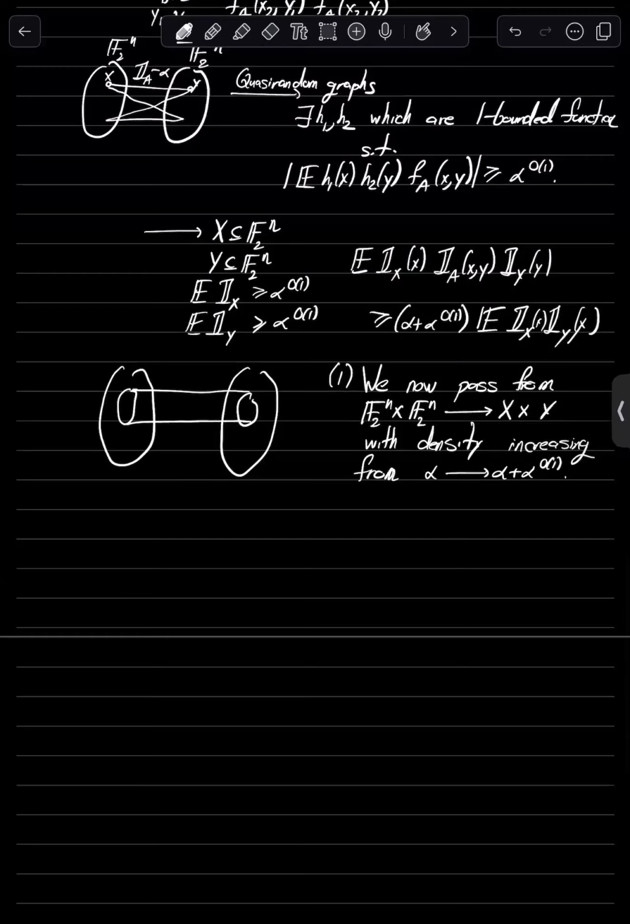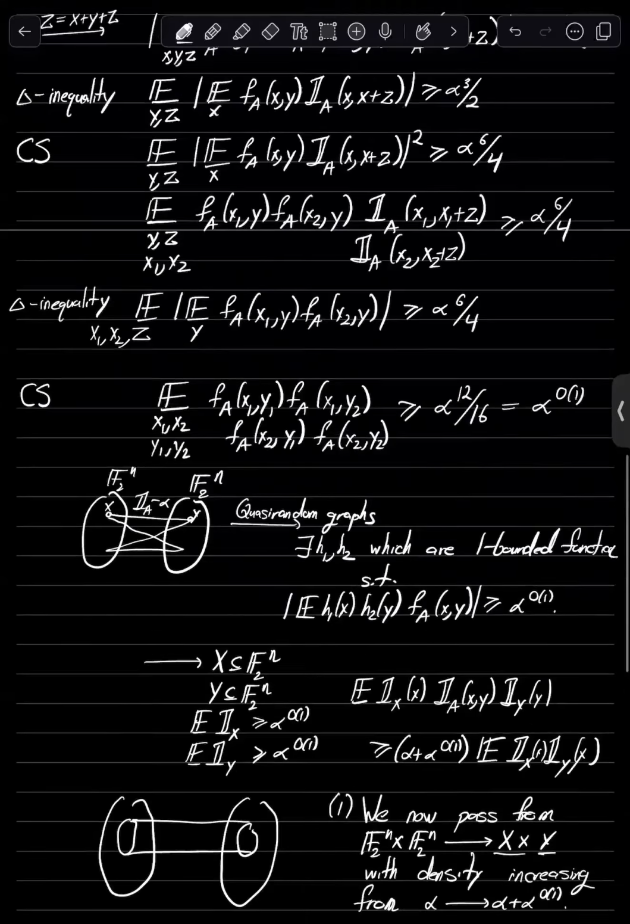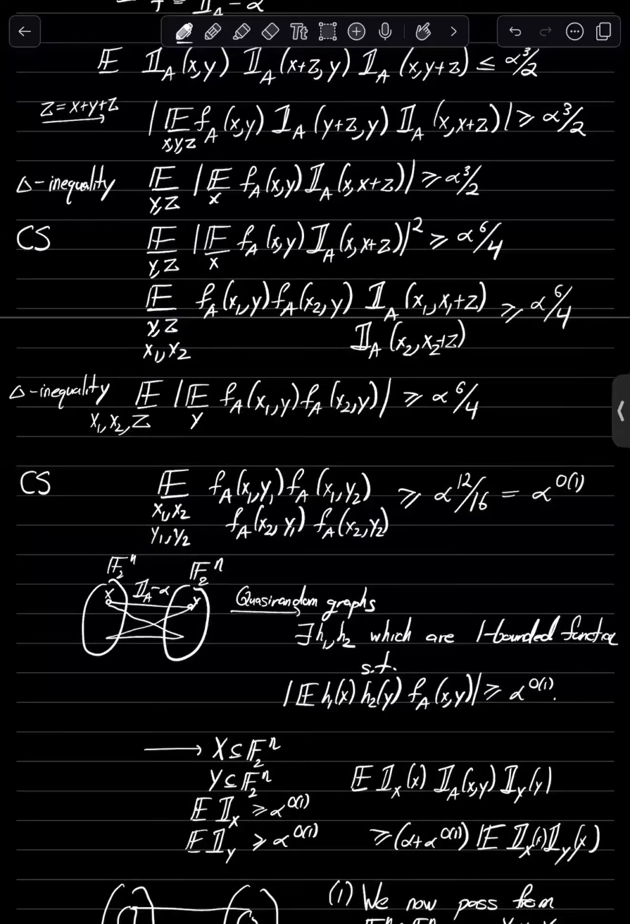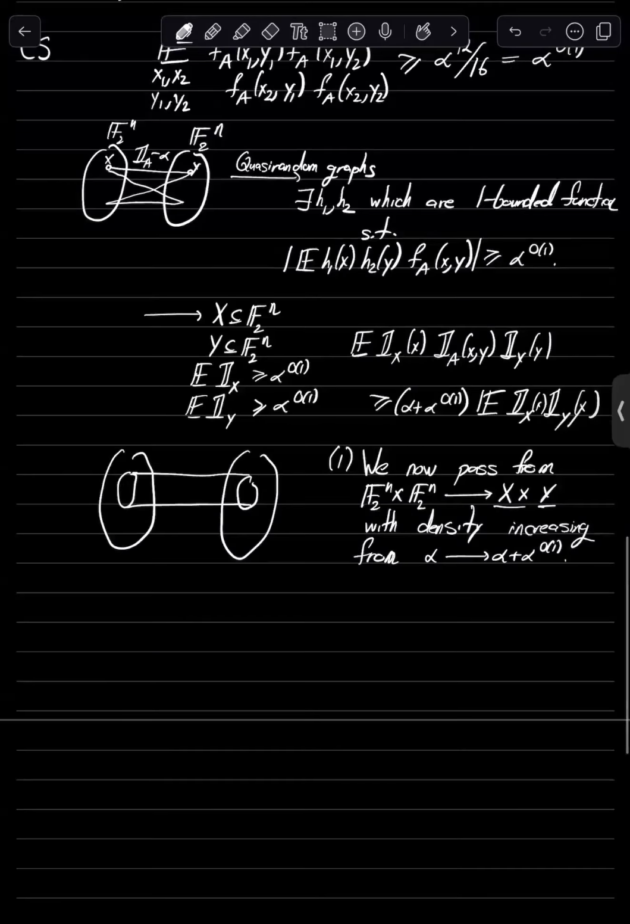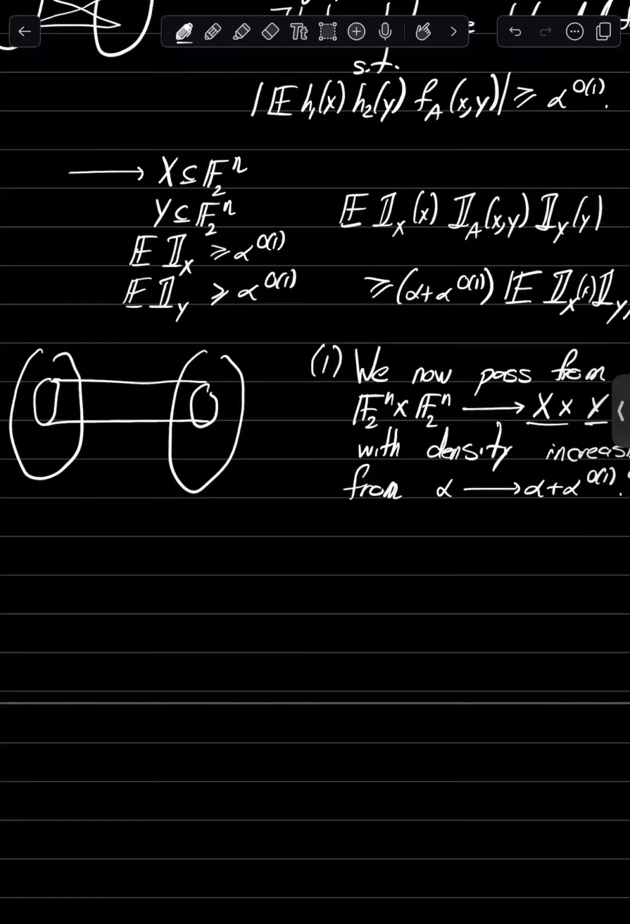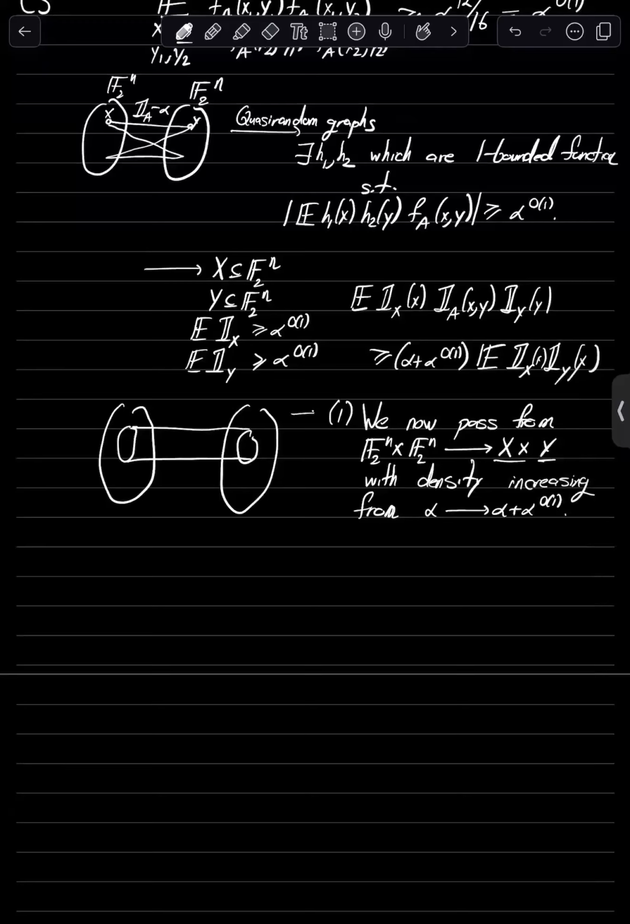But that's quite problematic, because currently X and Y are completely arbitrary sets. We have no control on them. They could be arbitrary subsets of F2 to the n. And in this argument, we were assuming we're in F2 to the n times F2 to the n and not in some arbitrary product set. So this is step one. Step two is maybe the main innovation of Shkredov's work.